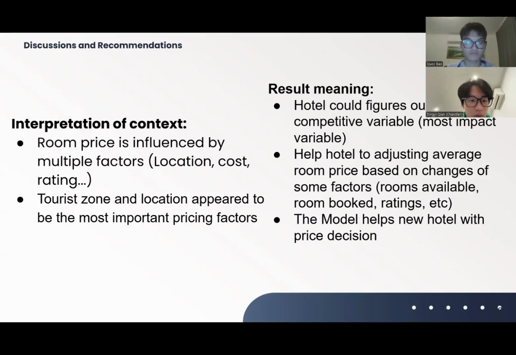However, hotels should not use this model as their only decision-making tool, because the price decisions may also depend on other factors which were not included in this existing model. And now let Tom explain the limitations further.